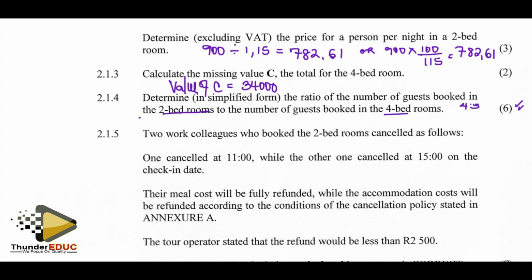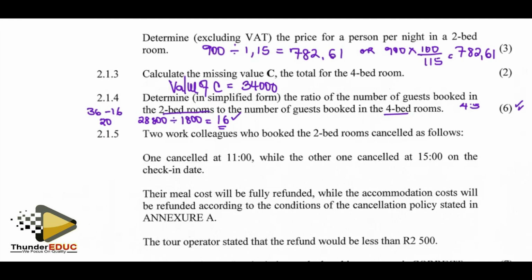Remember, the 2-bedroom people paid 28,800, but each person is paying 900 per night. So they're going to stay there for 2 nights. That simply means they're going to spend 1,800. So how many people are they? It gives us 16. Having got 16, yet they booked for 36 people, if you subtract 36 minus 16, you get 20. That means in the 4-bedroom, there are 20 people.